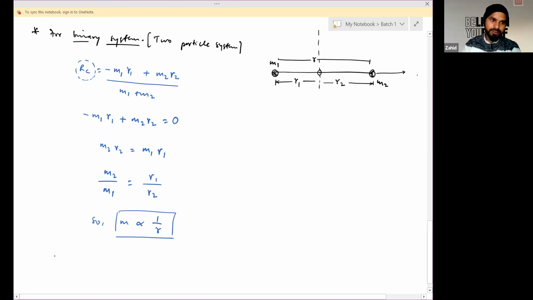So from this we can conclude: position of center of mass will lie towards heavier body.